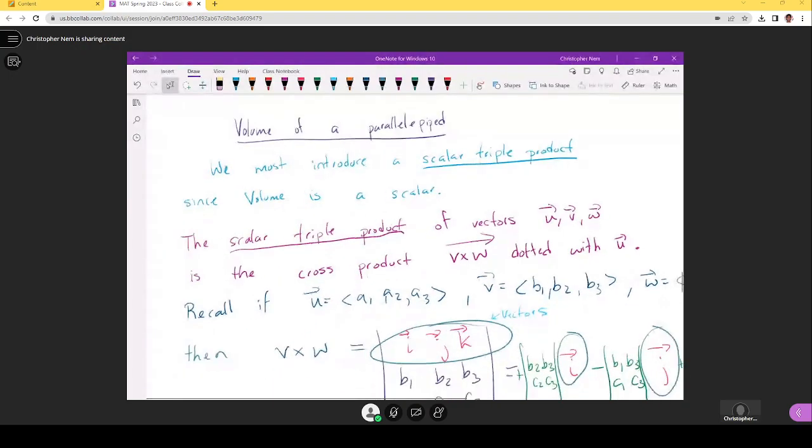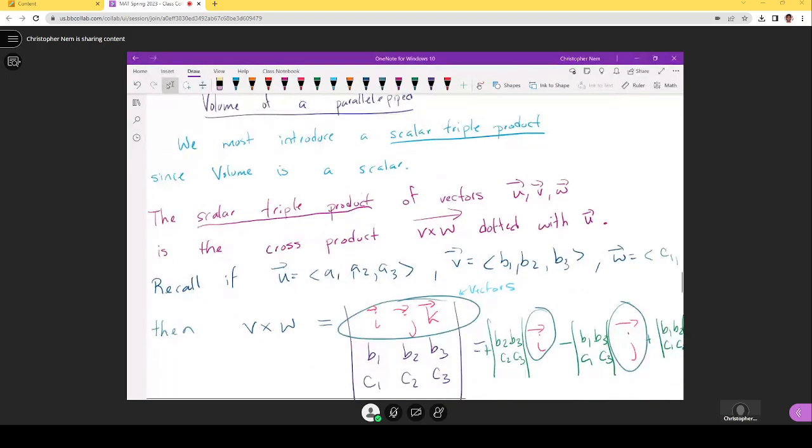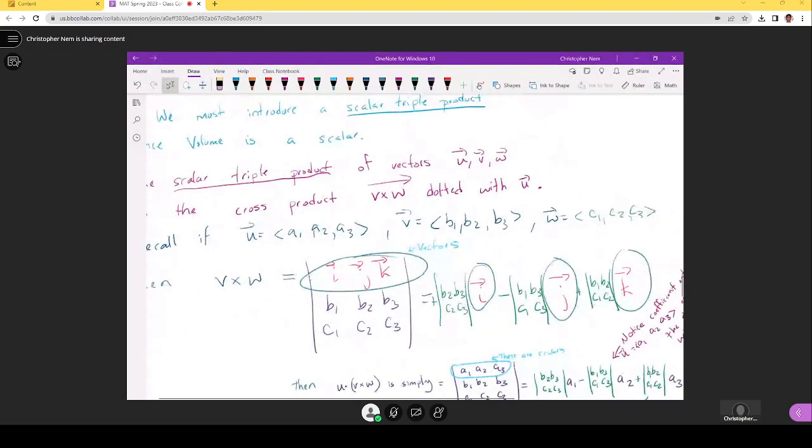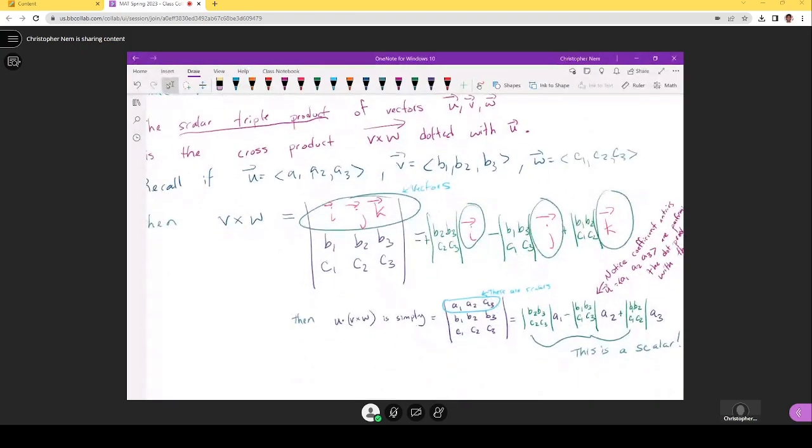So we introduce something called the scalar triple product. Since the volume has to be a scalar and not a vector, we need a scalar out of our cross product somehow. So let's say we have the scalar triple product of the vectors u, v, and w. That means I need the cross product v cross w dotted with the vector u. So let's have this notation: u has the a components, v has the b terms, and w has the c terms. Now, normally when I did the determinant for the cross product, that first row is all vectors, and that's how I get a vector out of that determinant.